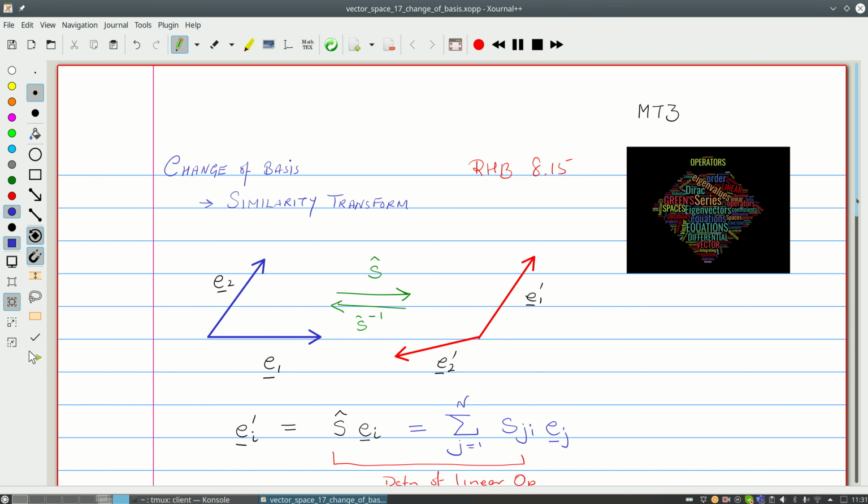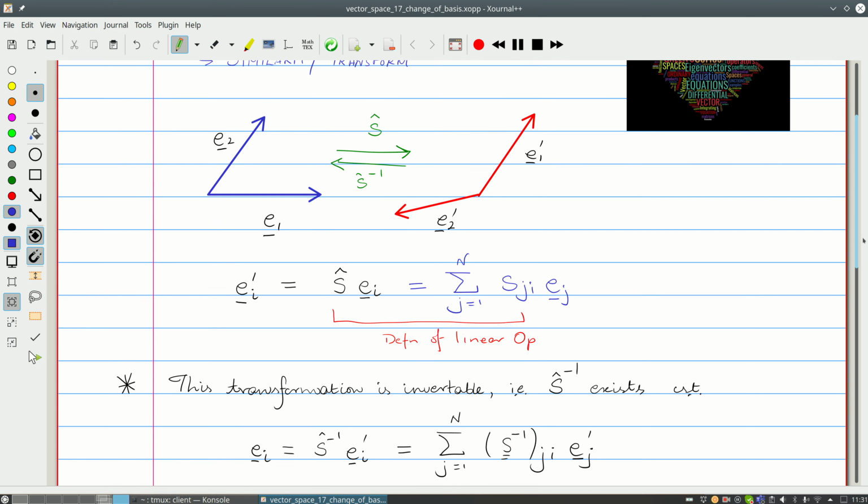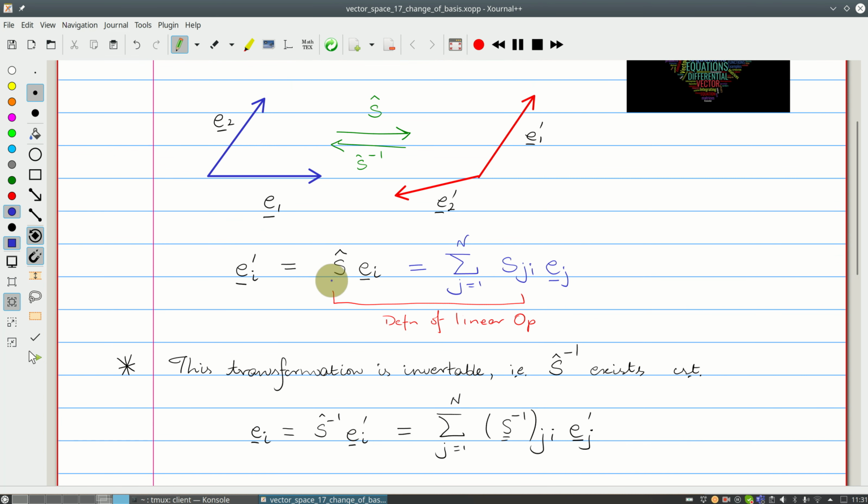Now, putting this more mathematically, it looks like the following. Under this S hat transformation, our basis vectors Ei become Ei prime, so E1 becomes E1 prime. And this is a linear operator, so we know from our treatment of linear operators that the action of S hat on Ei is written in terms of the elements of the S matrix. So this has become the sum over j.